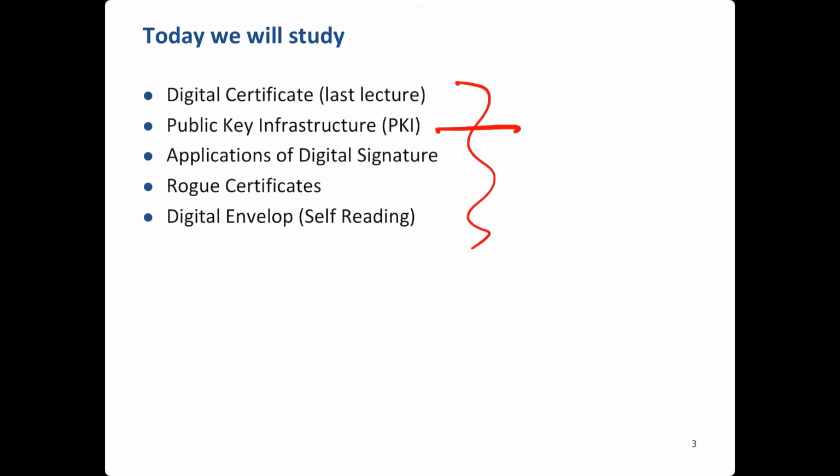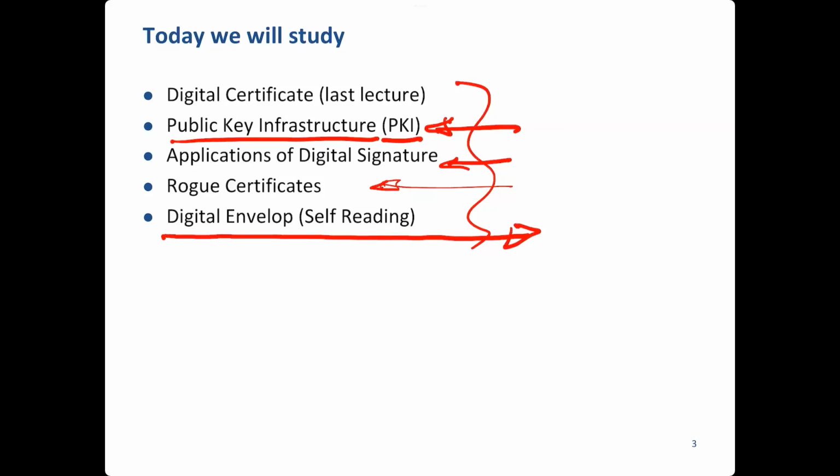We'll study public key infrastructure, which we call PKI, and then look at some of the applications of digital signatures. We'll look at some rogue certificates. Certificates can also be malicious, in the sense that a malicious party can issue a wrong certificate, or somebody can hack into a system and issue a certificate without any check, for example to some fake website. And something that we'll cover if time permits is the digital envelope.